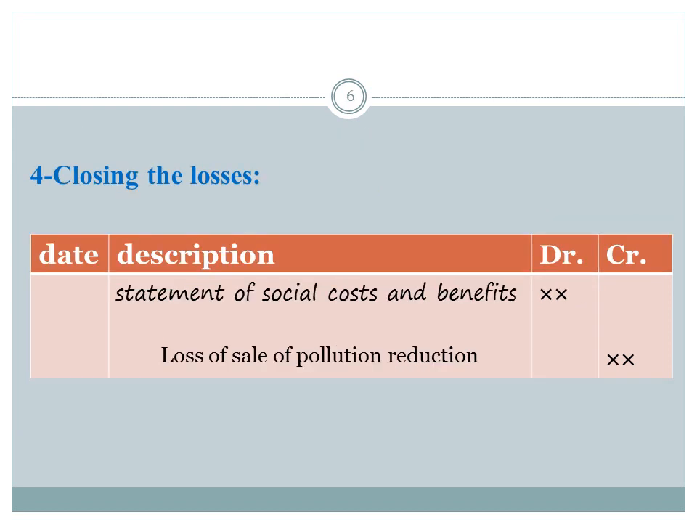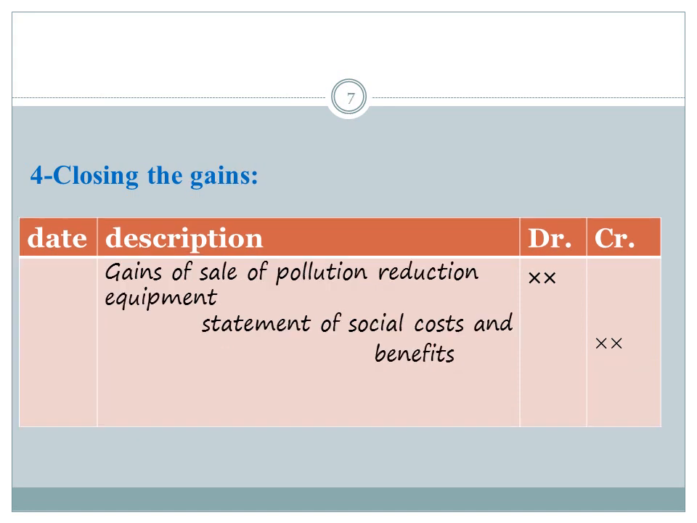Closing losses. Losses in the first stage will be in the debit side. When we close losses it will be in the credit side, and statement of social costs and benefits will be in the debit side. Closing gains. Gains in the first stage will be in the credit side. When we close gains it will be in the debit side. Gains of sale of pollution reduction equipment debit, statement of social costs and benefits credit.